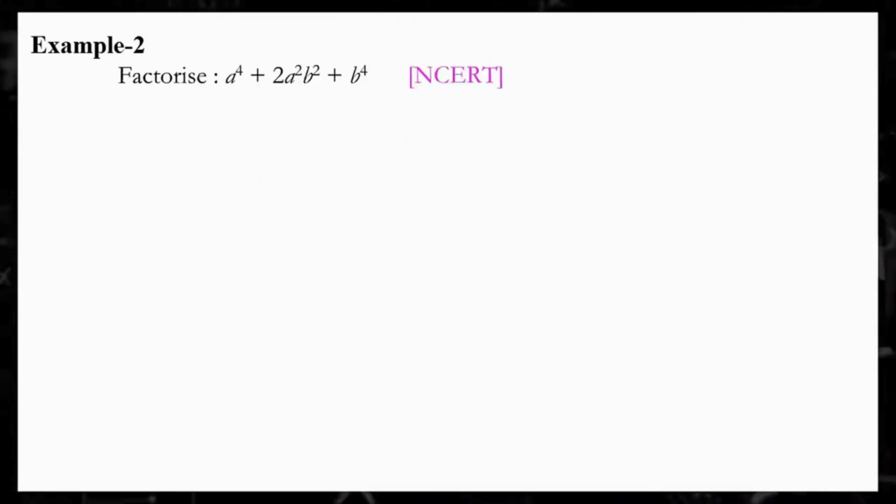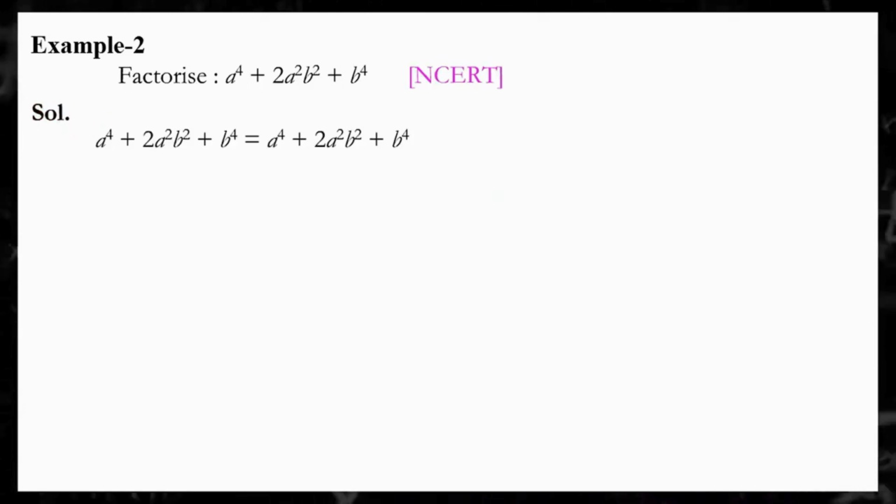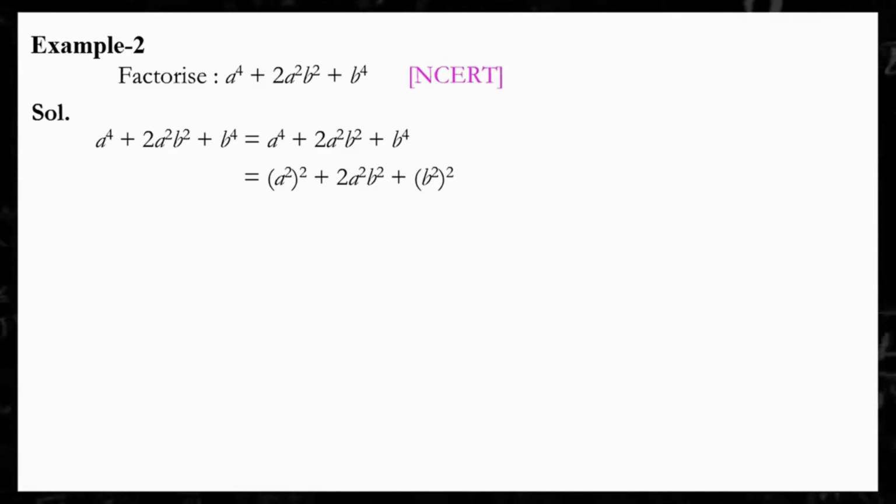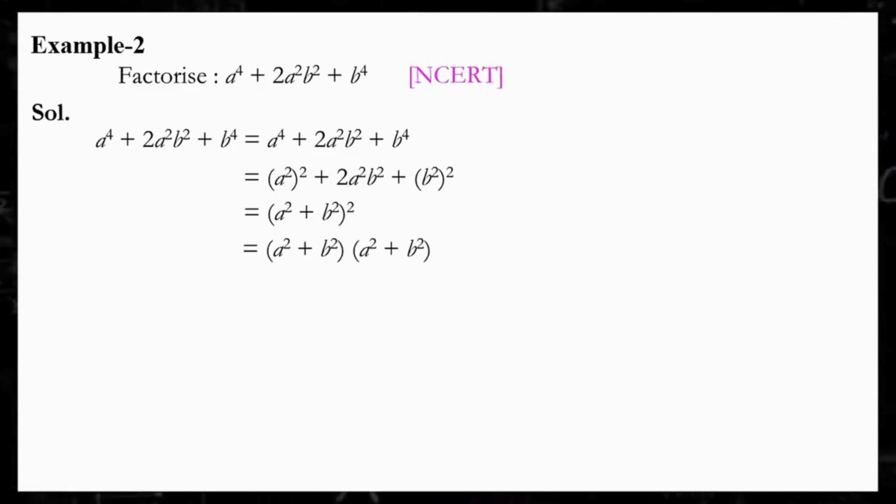Example 2. Factorize a raised to the power 4 plus 2a square b square plus b raised to the power 4. NCERT. Solution. a raised to the power 4 plus 2a square b square plus b raised to the power 4 is equal to (a square) whole square plus 2a square b square plus (b square) whole square is equal to (a square plus b square) whole square, which is equal to (a square plus b square) into (a square plus b square).